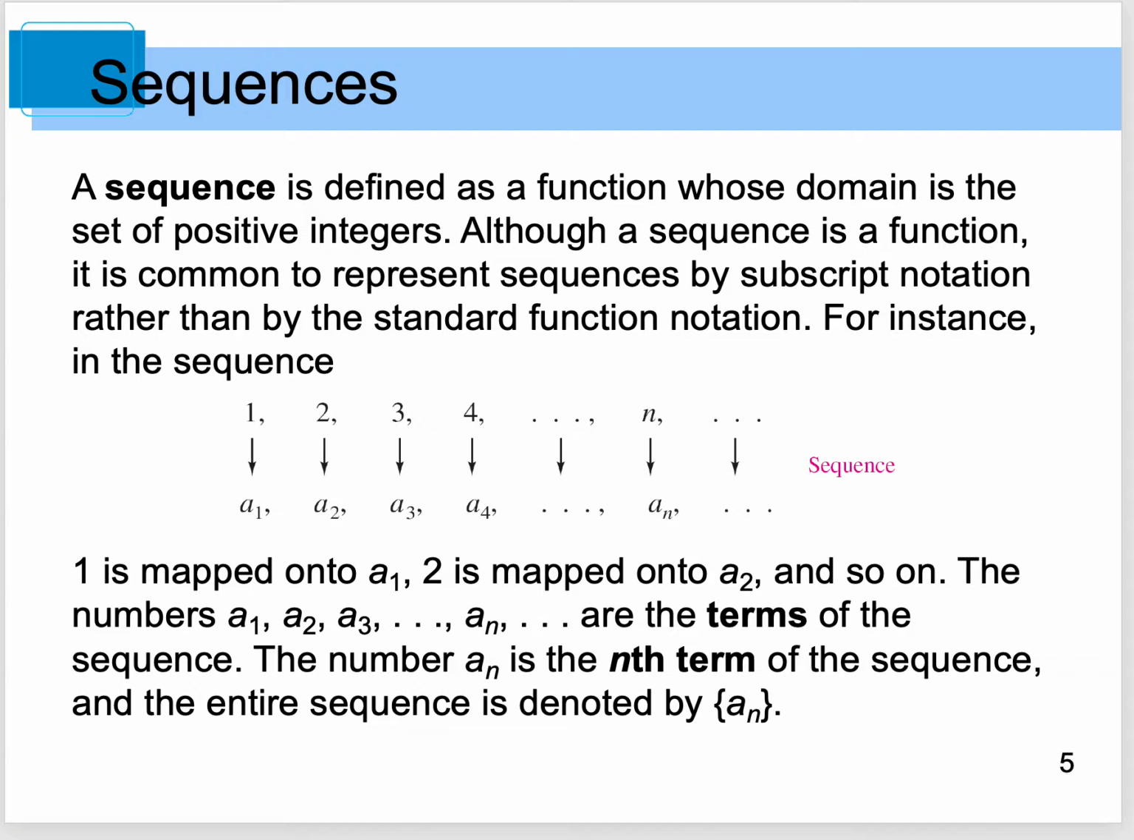So a sequence is defined as a function whose domain is a set of positive integers. So we just have positive integers with them. Although a sequence is a function, it can typically be represented using subscript notation, which sometimes throws people for a loop. So we have a sub 1, a sub 2, a sub 3, and that's referring to the term number itself. And then the values that each term has would be 1, 2, 3, 4 in this example.